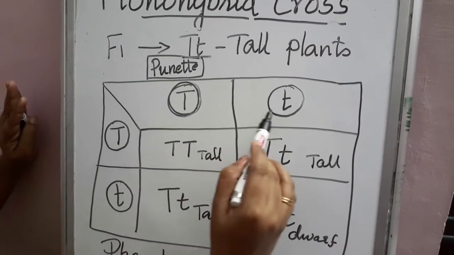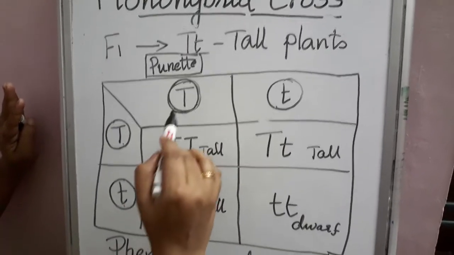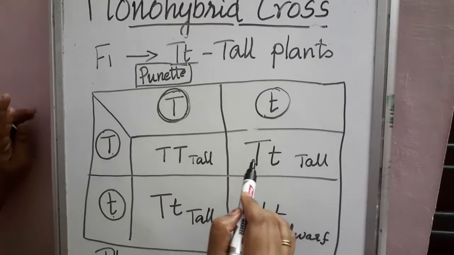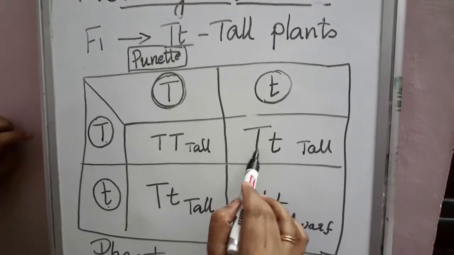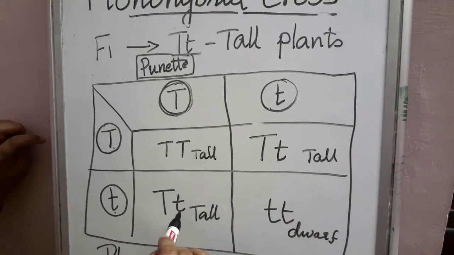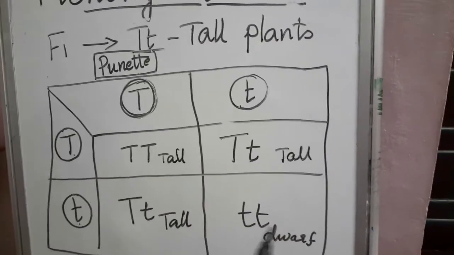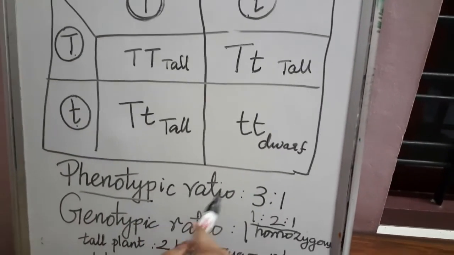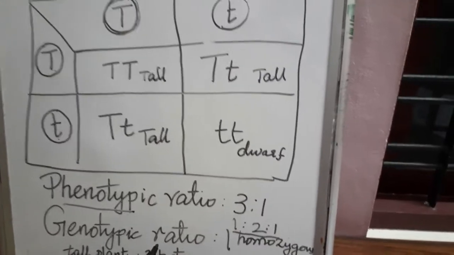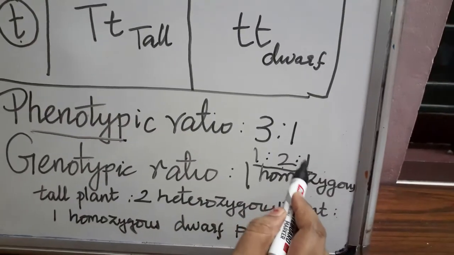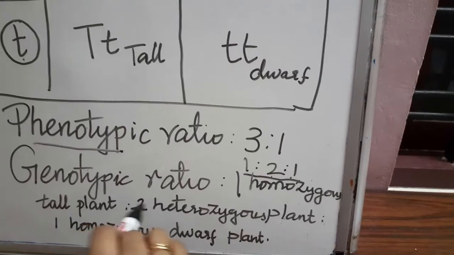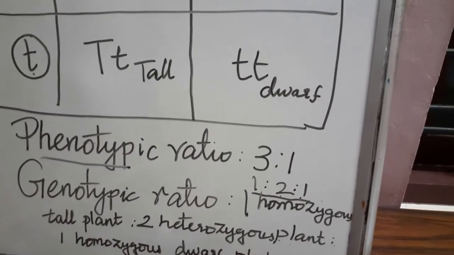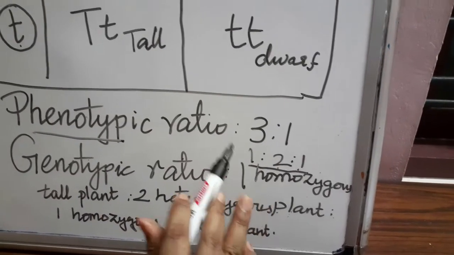Capital T, small t, capital T, small t. Then from here one T will come, from here one T will come. Capital letters should always be first. Then capital T, small t is tall, and small t, small t is dwarf. So the phenotypic ratio, the physical characteristic ratio, is 3:1. The genotypic ratio is 1:2:1: one homozygous tall plant, two heterozygous tall plants and one homozygous dwarf plant. I hope this is clear to you.